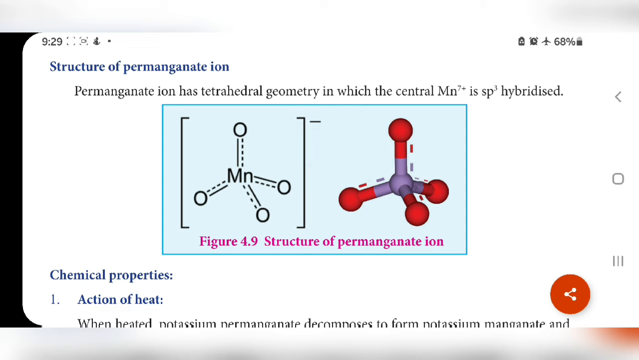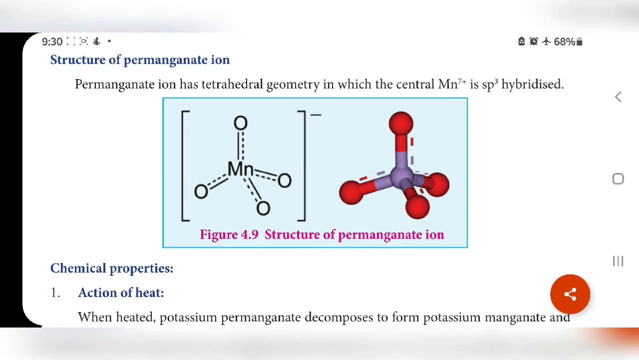Next, structure of permanganate ion is given. Permanganate ion means MnO4 minus, that is Mn is attached with 4 oxygen with one single negative charge. So permanganate ion has a tetrahedral geometry in which the central Mn7 plus ion is sp3 hybridized, because sp3 hybridization only has tetrahedral geometry. So structure of permanganate ion is over.